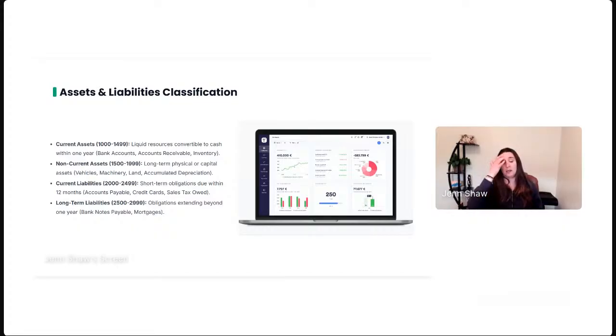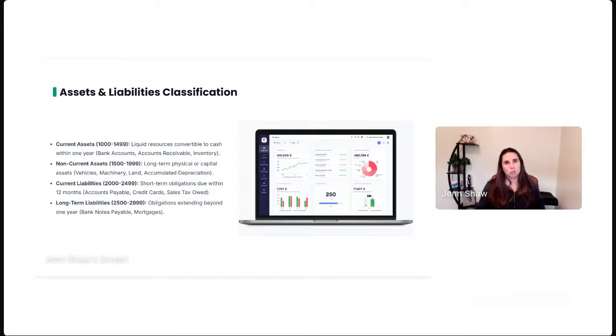So think about actual vehicles or machinery, your accumulated depreciation, this tax thing against these assets that you have. You can list these as 1500 to 1900. And then on our liability side, still on our balance sheet, we're going to include things like if you have a credit card, or maybe you have a short-term loan, or sales tax that you owe. These are all going to be in your current liabilities. That's going to be your 2000 to 2499.